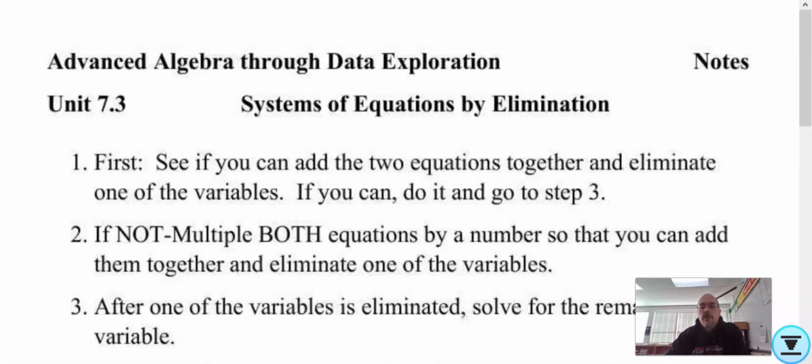Hello, ladies and gentlemen. Welcome back. We are on Unit 7.3. We are going to continue with systems of equations, but this time we're going to solve them by elimination.